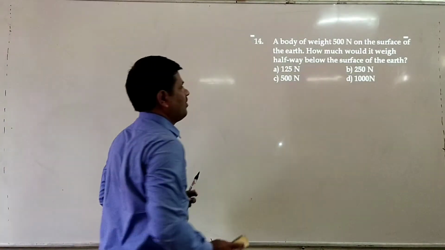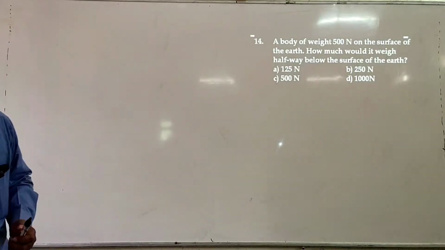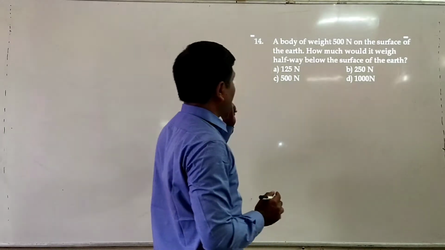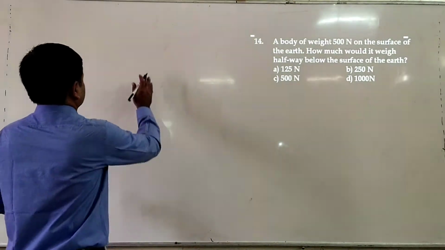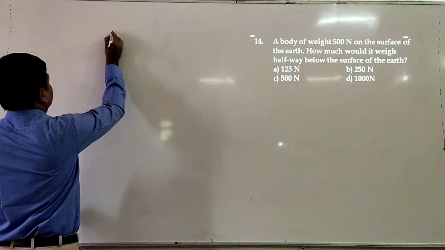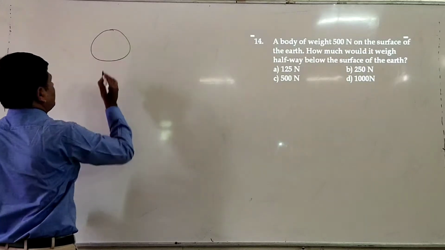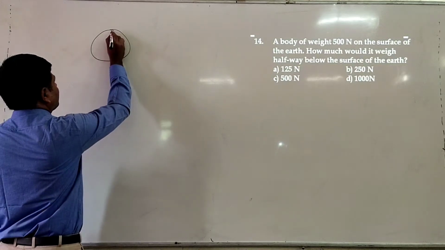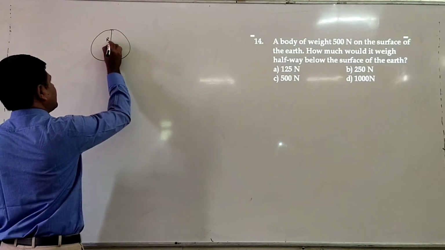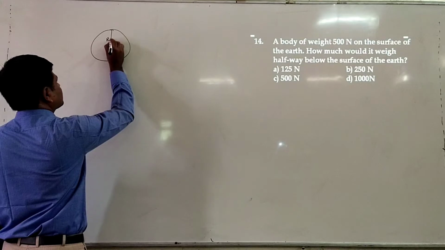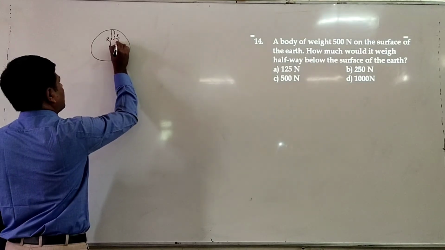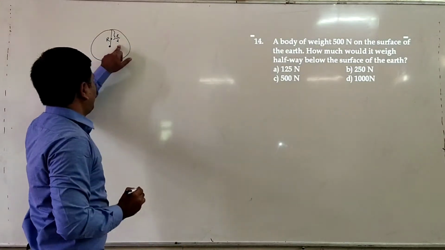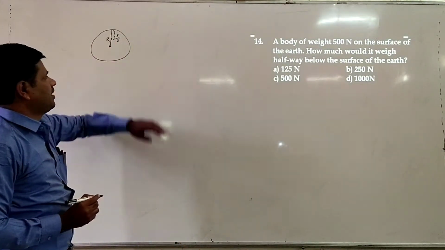Next, question number 14. A body of weight 500 Newton on the surface of the earth. How much would it weigh halfway below the surface of the earth? Now listen here. Below the surface of the earth, halfway, the center is there. Suppose the radius is R. Halfway means I am taking R by 2. Now depth is equal to R by 2. Halfway means the depth up to this point is equal to R by 2.